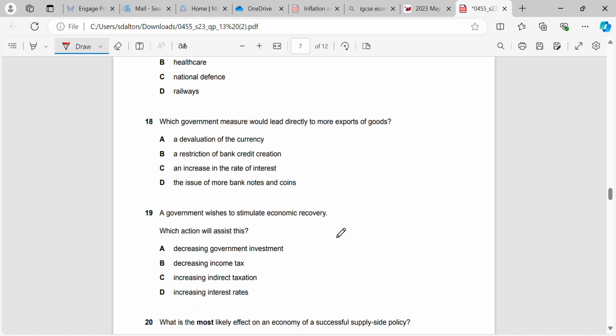Okay, a government wishes to stimulate economic recovery. What action will assist this? So, again, first thing we need to figure out is we're going to stimulate economic recovery. What are we trying to do? We're trying to move AD right.